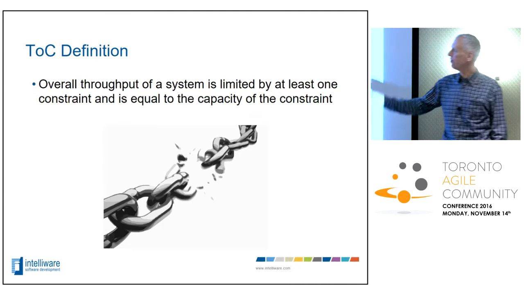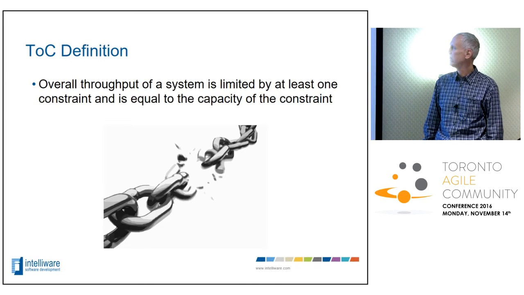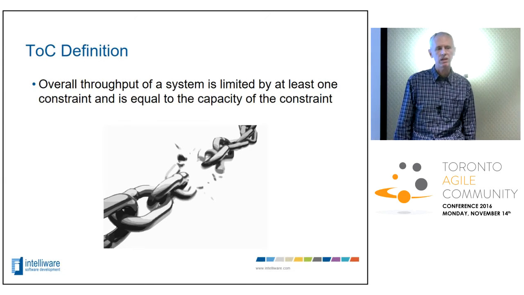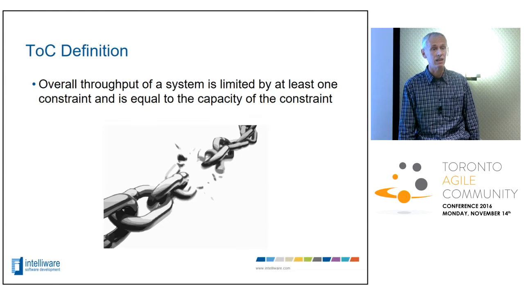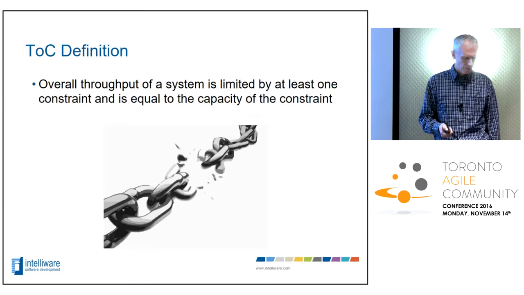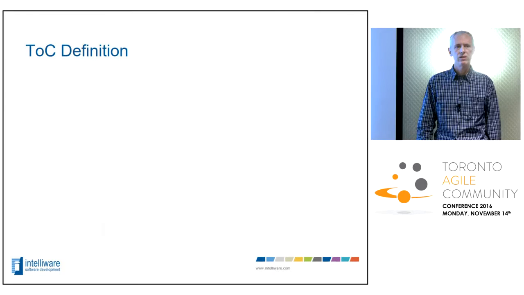That's right. Overall throughput of a system is limited by at least one constraint, and that is equal to the capacity of the constraint. So there's a picture of a chain here. It's not unlike the strength of the chain is equal to the strength of the weakest link. So here's the way I like to describe it.